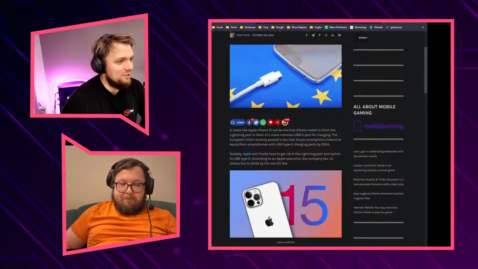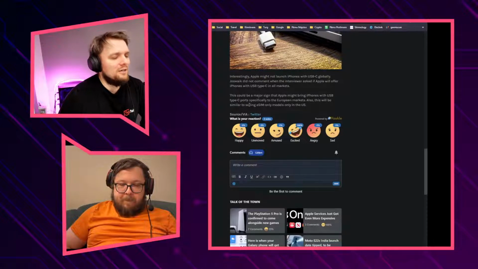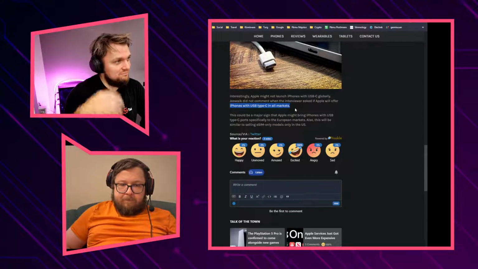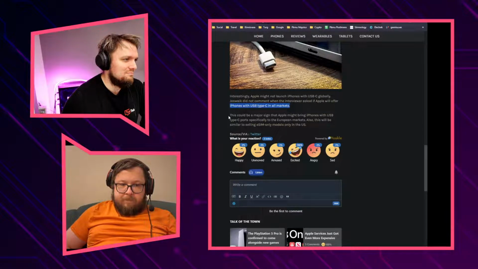There wasn't clear evidence or anything, but basically, Apple did not comment when the interviewer asked if Apple will offer iPhones with USB-C in all markets. They just didn't mention anything after that. So who knows? Maybe it's not even crazy.